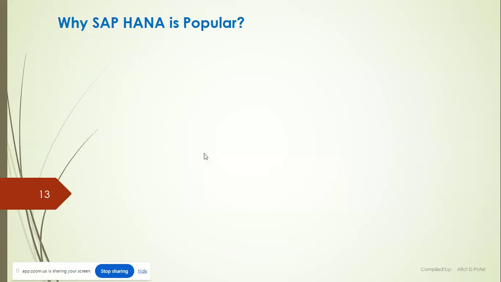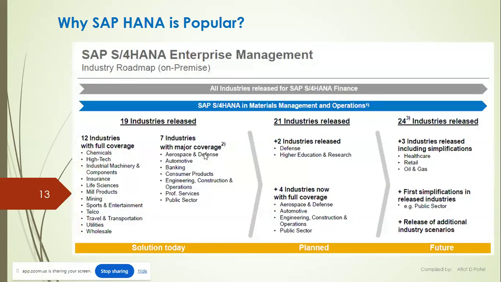Another reason why SAP HANA is popular is that it covers all the industries in the world. It does ERP software for chemicals, component manufacturing, life sciences, medical, travel, transportation, aerospace, Boeing, banking. So these are the total available industry solutions. You buy the software, then you implement it. Healthcare is also there.